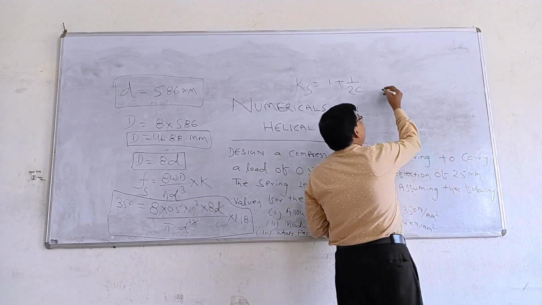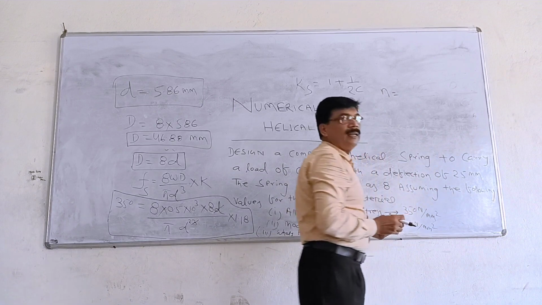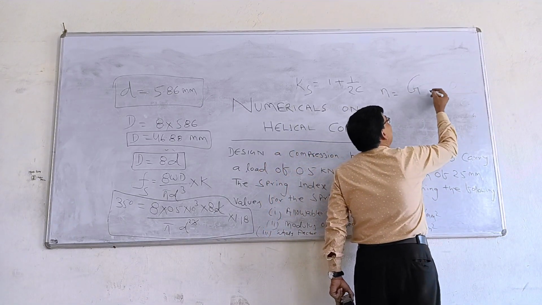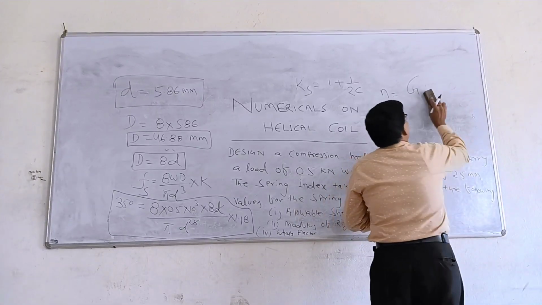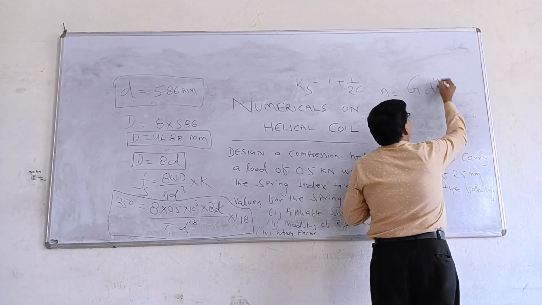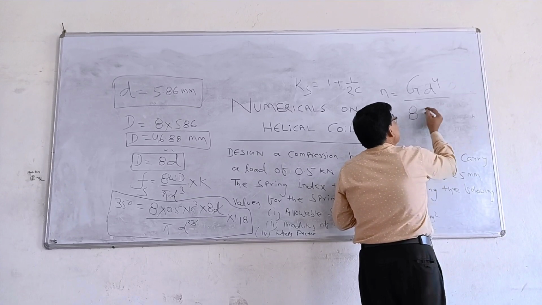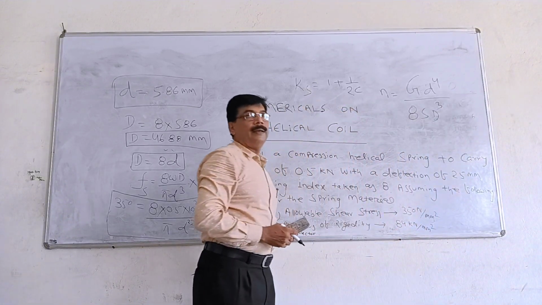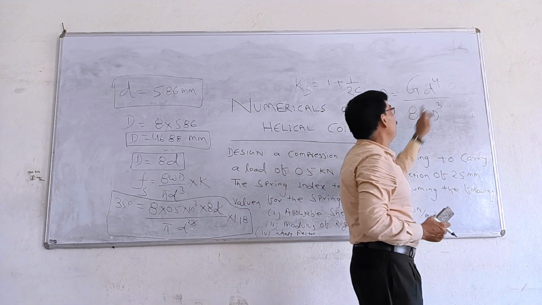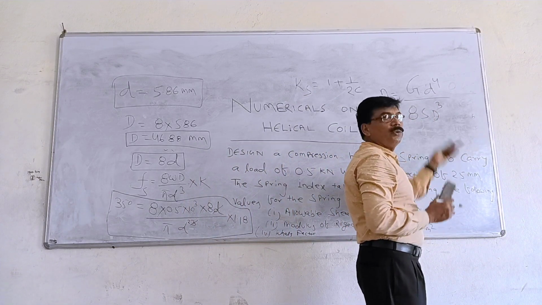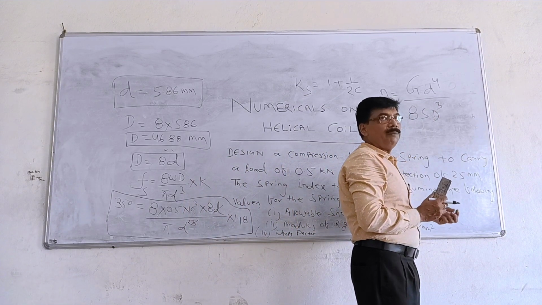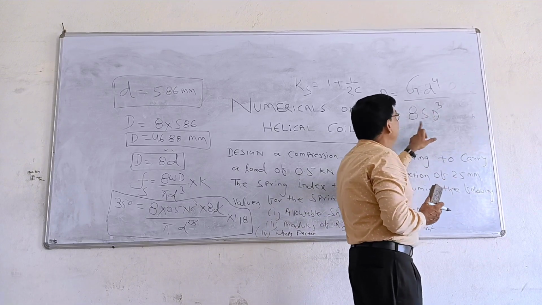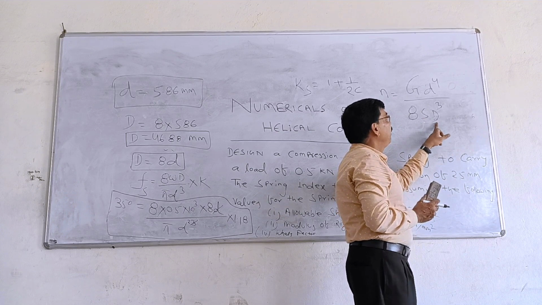So the formula of n. It is a formula, no derivation. N is equal to G d to the power 4 divided by 8 S D cubed. This is a formula. So these parameters we have already discussed: G is rigidity modulus, d wire diameter, S stiffness, D mean coil diameter.